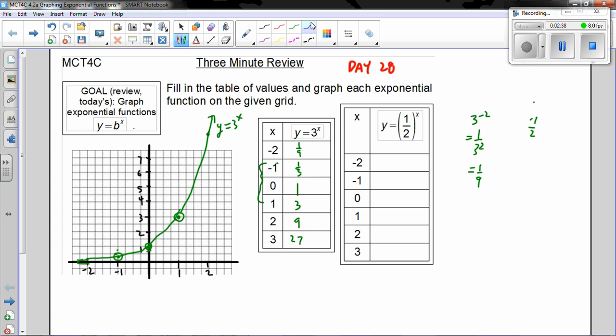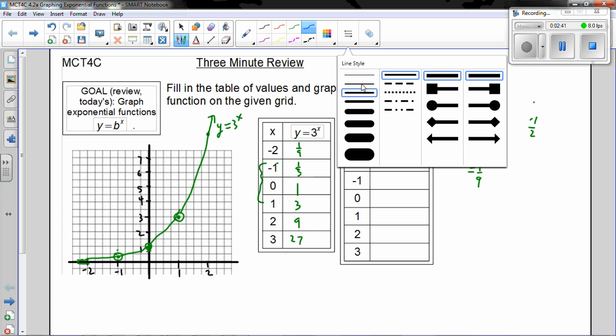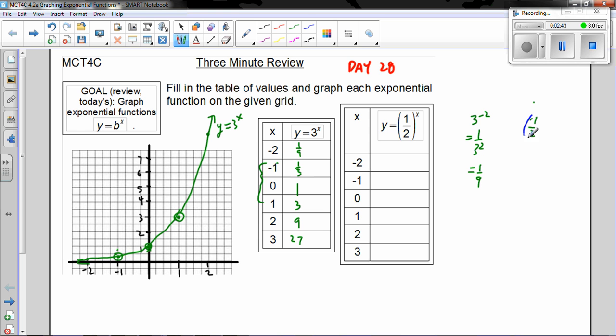Here, when we've got a fractional base, well, what's 1/2? I'm going to change my color. 1/2 to the exponent -2. Well, a negative exponent means flip the base. 2 over 1 to the exponent 2, that's just 4. 1/2 to the exponent -1, well, that's just going to be 2 over 1 to the exponent 1, which is 2. Anything to the exponent 0 is 1. 1 there.